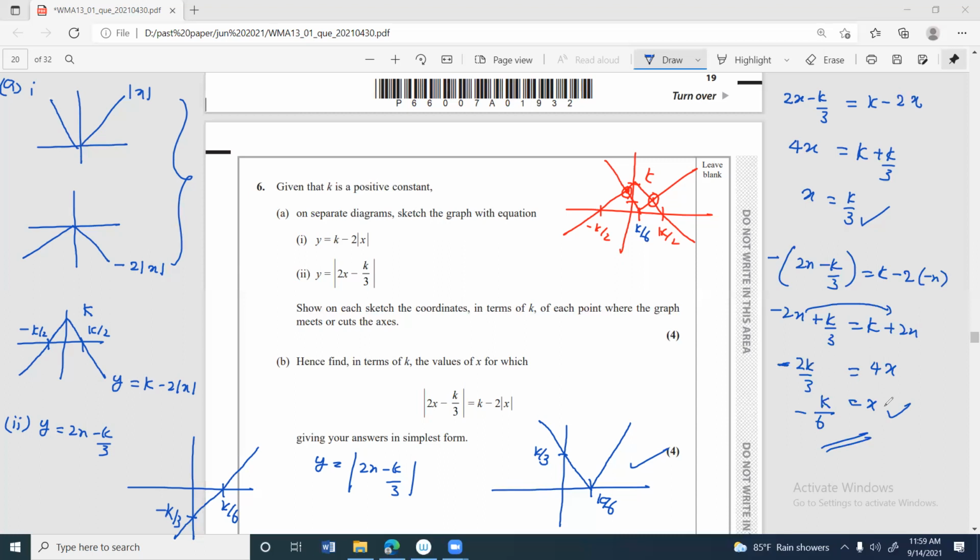So we can work out these two answers and obtain the final answers. That's the way of getting this question. That's it.